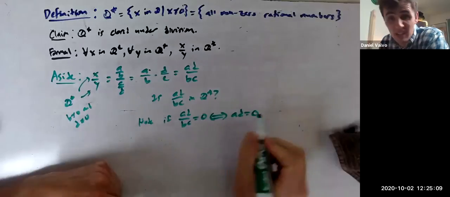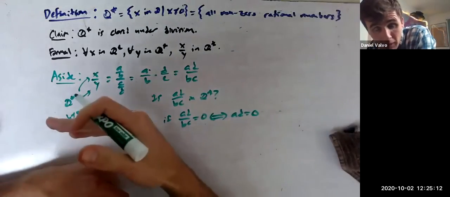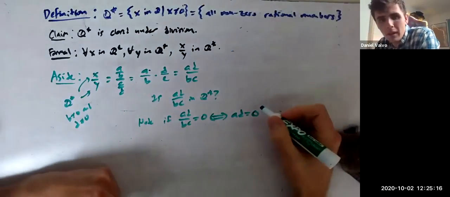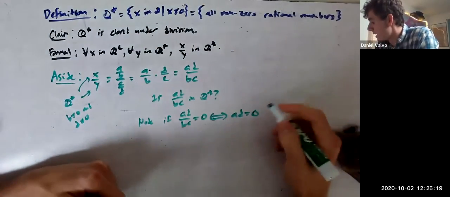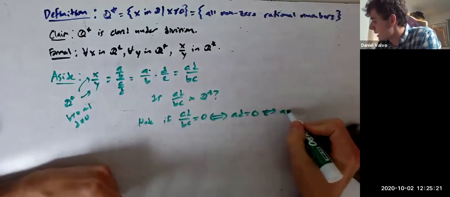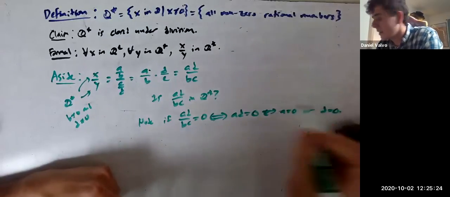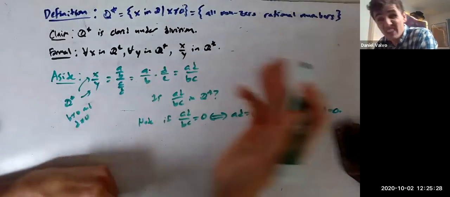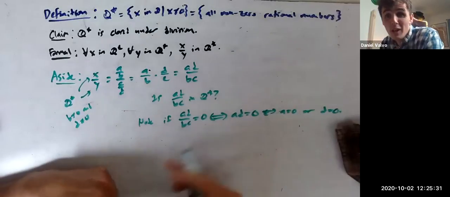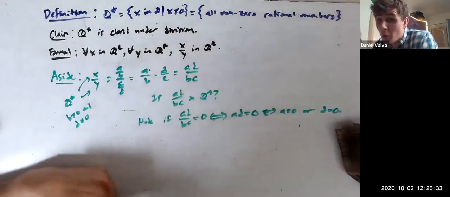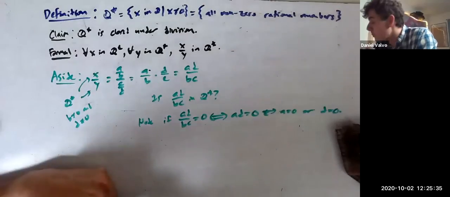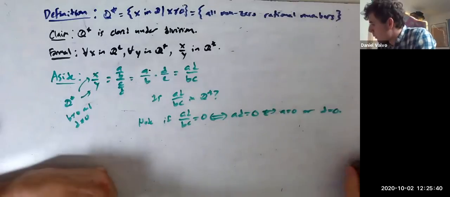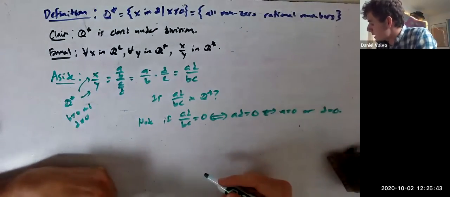That implies AD equals 0, right? If a fraction is 0, the top must be 0. And so if AD equals 0, what that implies is that A equals 0 or D equals 0. That's just how this rolls. The zero product property. What it means is that for anything called fields in math, of which the rational numbers are one, if two numbers multiplied together are 0, that means at least one of them is 0. Pretty interesting. So A equals 0 or D equals 0.